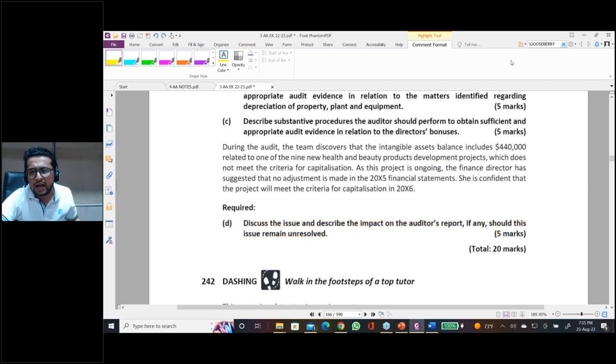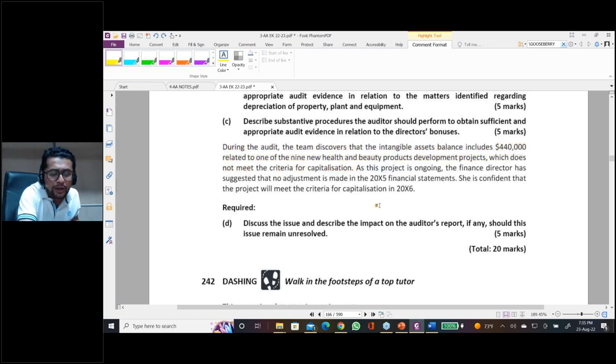Please read the question now. During the audit, the team discovers that the intangible asset balance includes, out of that 1.9 million, forget about the 1.9 million now, here is a new number, 440,000 related to one of the nine new health and beauty products development project, which does not meet the criteria for capitalization.